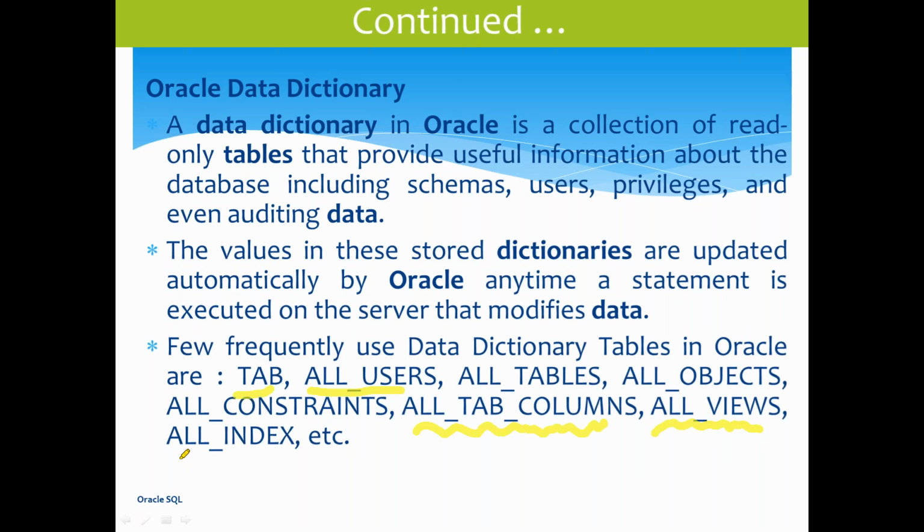Using that, we can get detailed information, restrictions-related information: all_constraints. How many columns are there? We want to know: all_tab_columns. Views-related information: all_views. Object-related: all_objects. Table-related information, how many tables are there, what type of information, how many columns: all_tables. User-related information, schema-related: all_users. Only table: tab. So these are some data dictionary tables, and we can get a summary of our database.